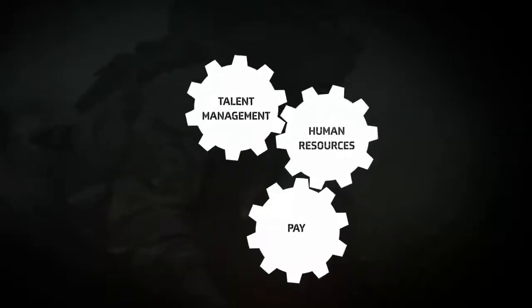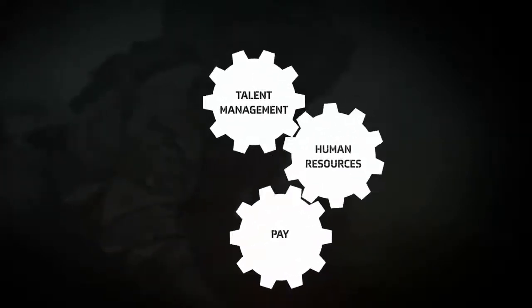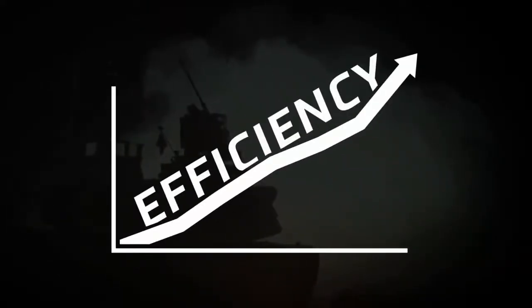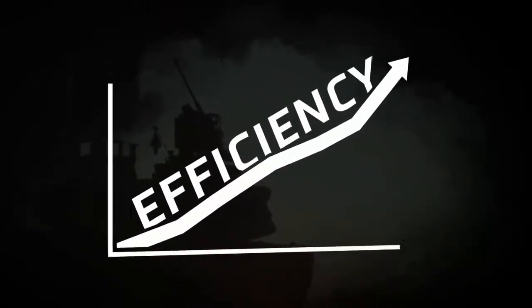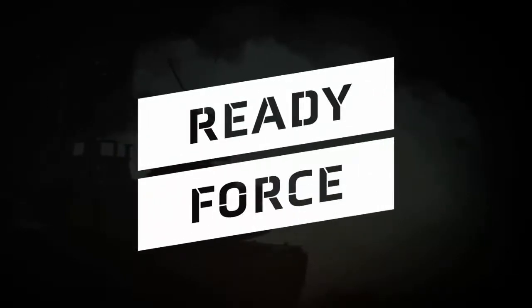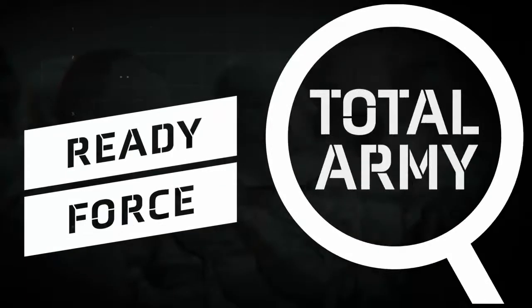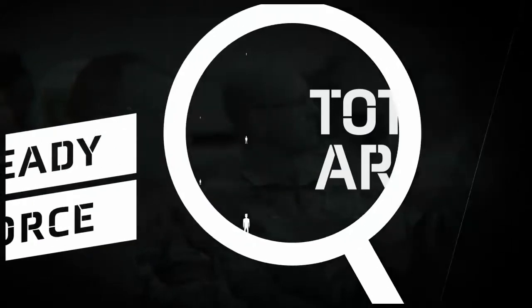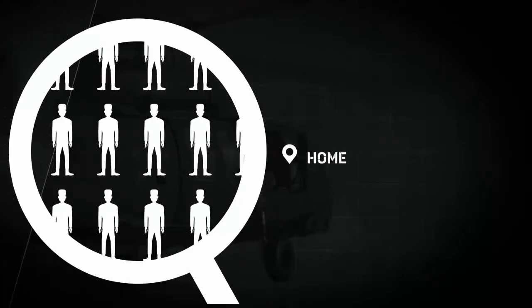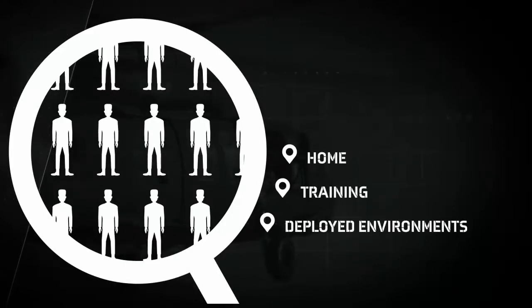IPPS-A is the vehicle to deliver talent management over time, increasing our overall efficiency and, more importantly, helping our commanders and leaders make informed decisions for a more ready force. Visibility of the total Army will be realized. For the first time, commanders and leaders will have visibility of their entire formation, to include attachments from other components and/or units while at home, training, or in deployed environments.